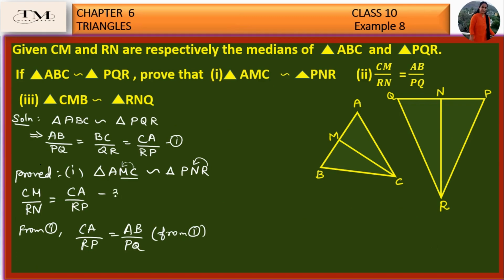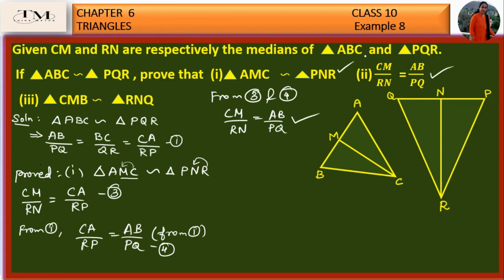So this is 3. Already 2 is on the previous page. If you compare 3 and 4, CA by RP is equal to CM by RN, and CA by RP is equal to AB by PQ. So from 3 and 4, we have CA by RP equal to CM by RN, and CA by RP is equal to AB by PQ. Then CM by RN will be equal to AB by PQ. I think we have proved the second part. Yes, so we have proved the first part and second part.